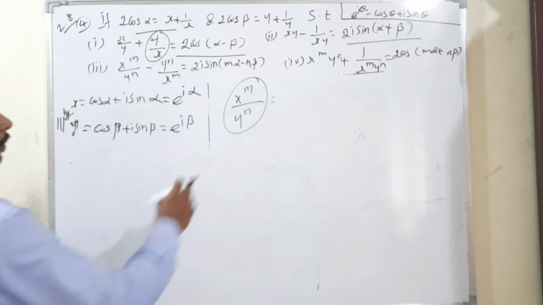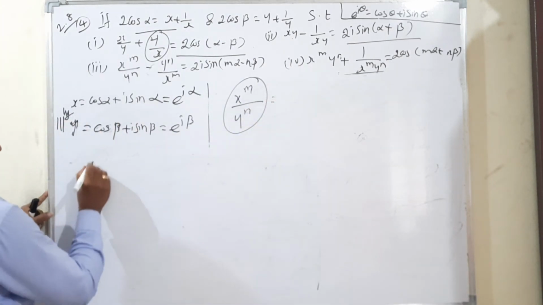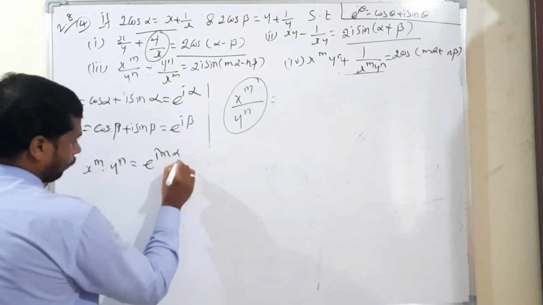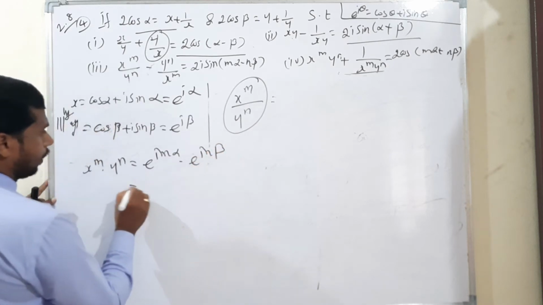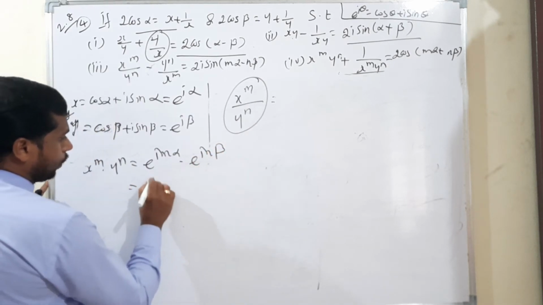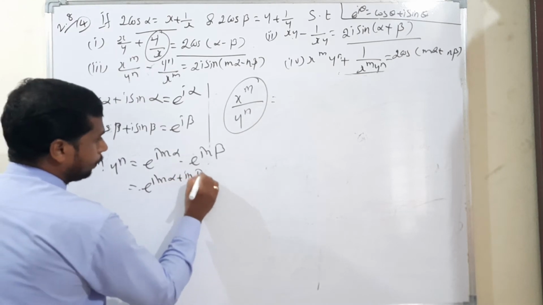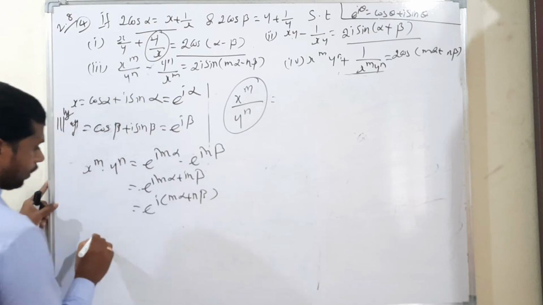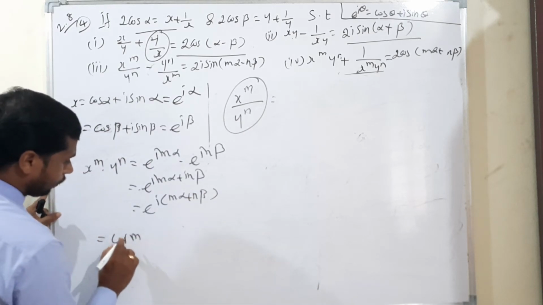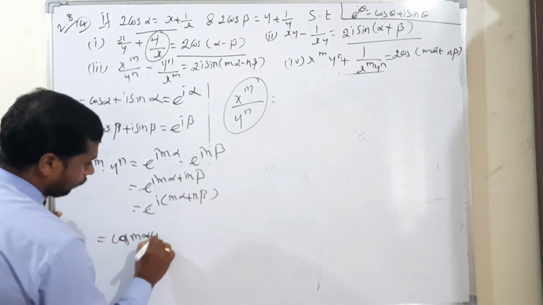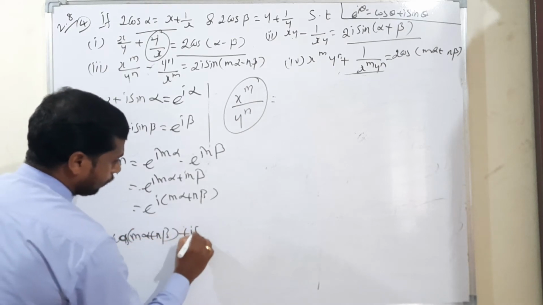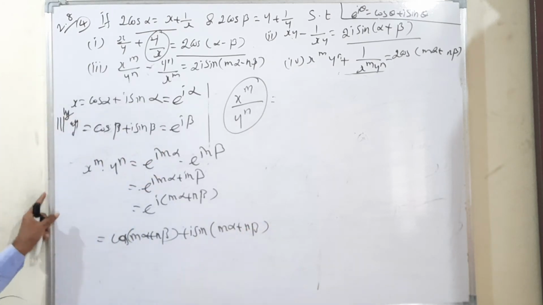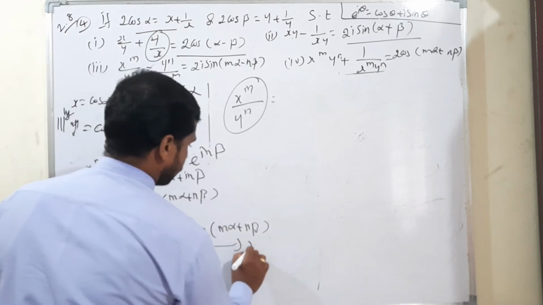So the fourth one, into. x to the power m into y to the power n means e to the power i m alpha into e to the power i n beta. So into means e to the power i m alpha plus i n beta. Again I take i common outside, m alpha plus n beta. That is cos of m alpha plus n beta plus i sin of m alpha plus n beta. So this is considered equation number 1.